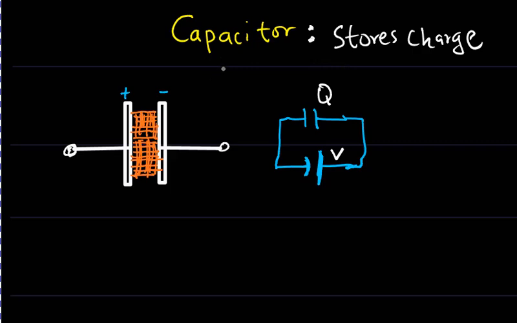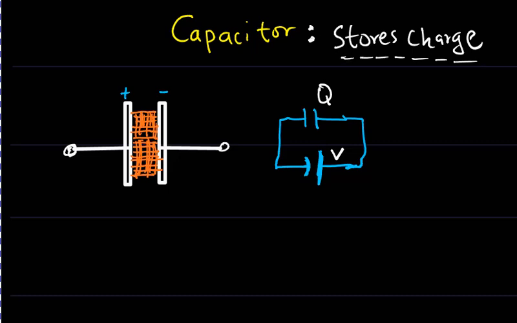Now, generally, a capacitor is a device that is used in storing electric charge. So a capacitor is actually a reservoir of electric charges.